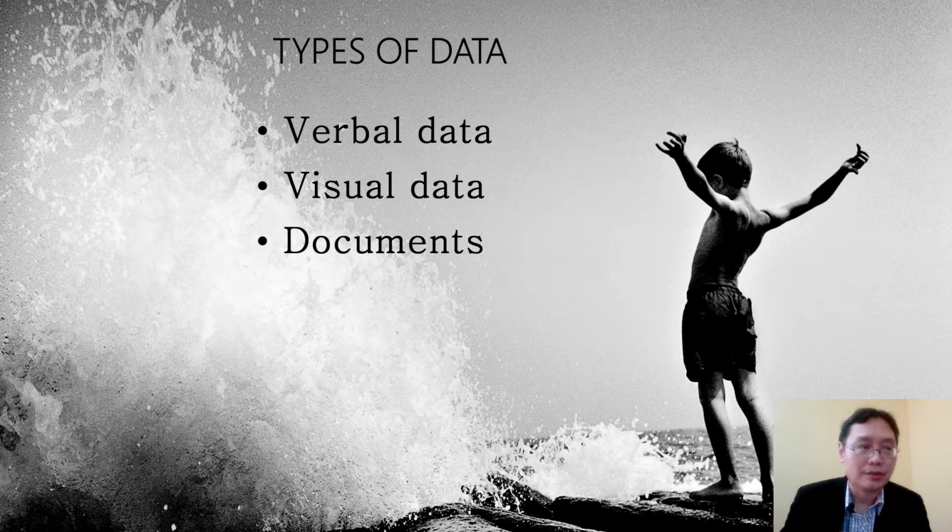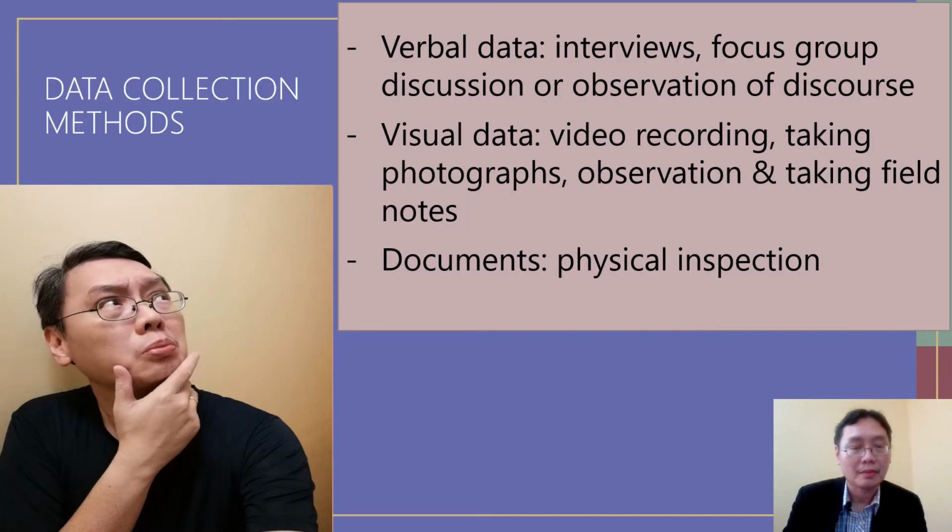Most qualitative research involves the collection of three main types of data: verbal data, visual data, and documents. The data collection methods depend on the type of data that you're going to collect. If it is verbal data, you can get verbal data through interviews. It can be an in-depth interview, one-to-one interview.